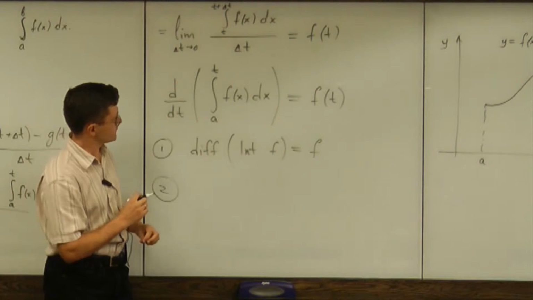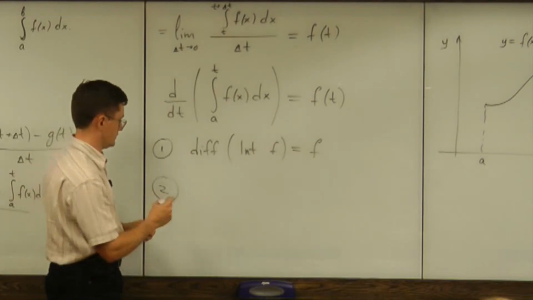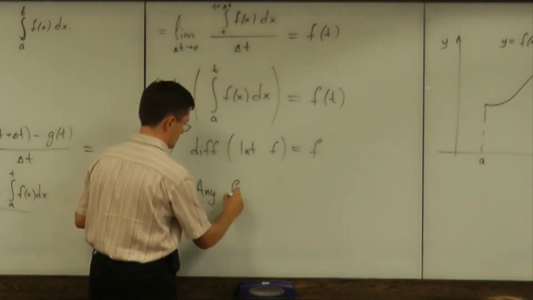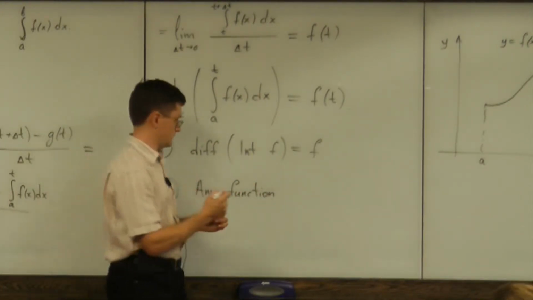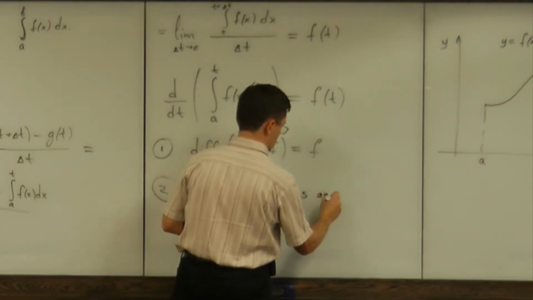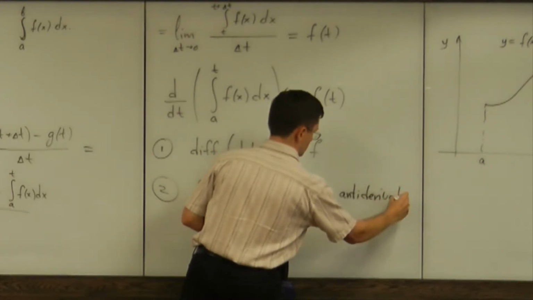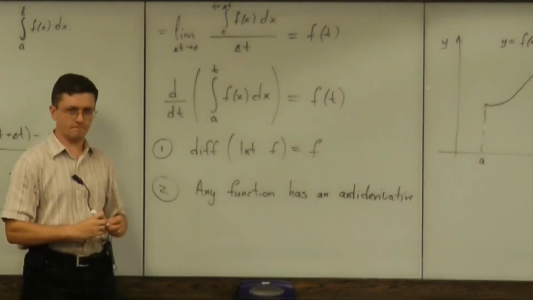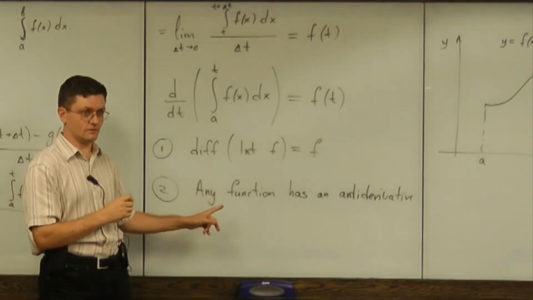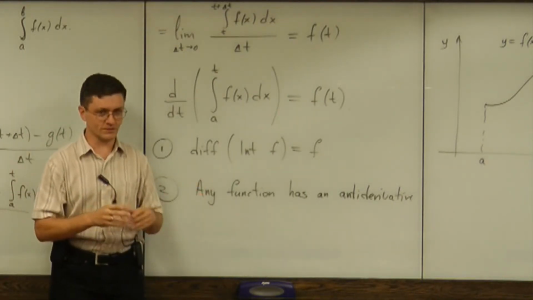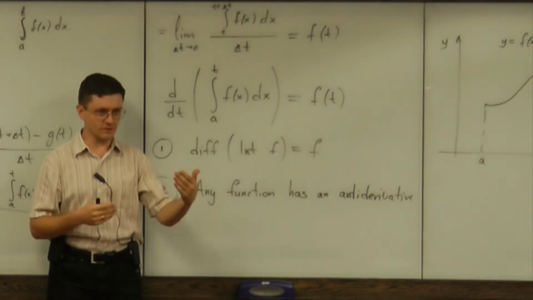Now the second consequence is a very powerful consequence for the future. The consequence is that any function has an antiderivative. Which is not an easy thing to imagine. We agreed that any function in calculus has derivative. I mean, there are some exceptions, but in general, we expect the functions to have derivative.